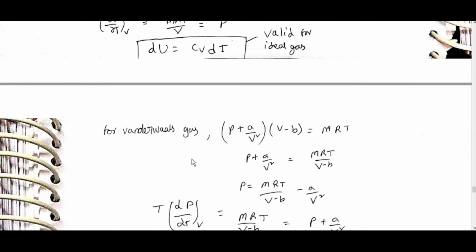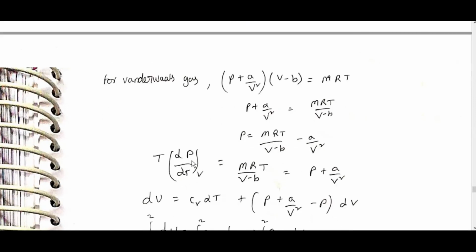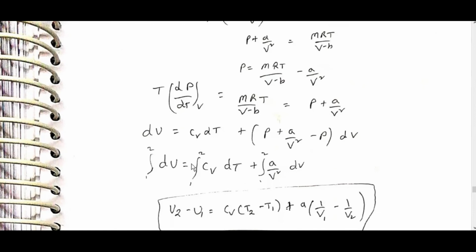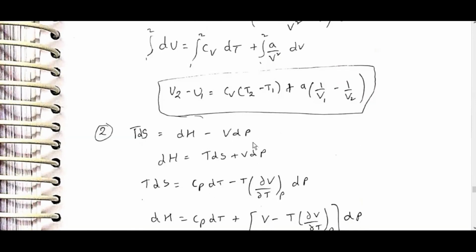For van der Waals gas, P plus a by V square into V minus b is equal to mRT. dU is equal to Cv dT plus P plus a by V square minus P into dV. If we integrate, we will finally get this.